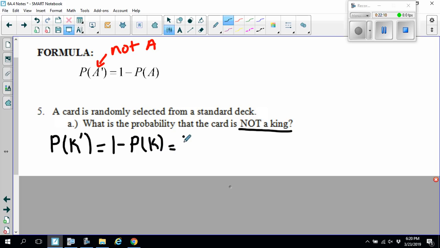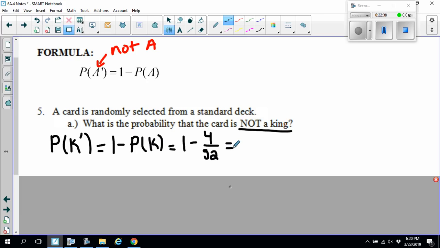So that means we're going to have 1 minus. Now, probability that the card is a king, all you have to do is count all the kings in a standard deck, which there should be 4 of them. So we have 4 kings out of, remember, there's 52 cards in a standard deck. That's our total. And then once again, you can either leave your answer as a fraction or a decimal. If you're going to do it as a fraction, make sure you simplify.